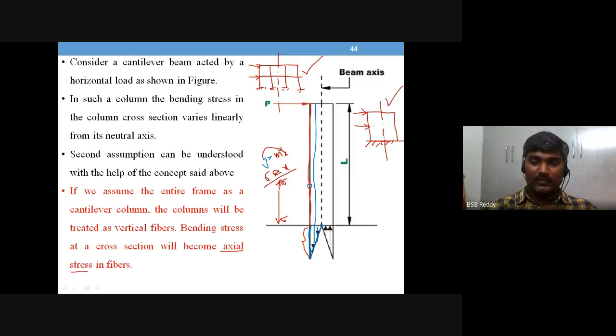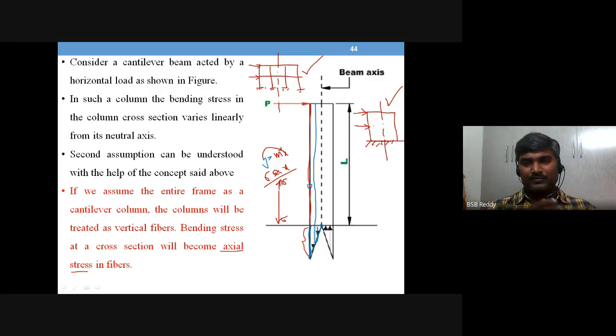Now for the portal method also, we have explained why that second assumption has come. The entire frame can be split into independent simple portals. Overlapping those portals, you have two columns at the interior column location, so imagining that the columns will take equal shear, the interior column will have double the shear of the exterior column. That's how it is explained.